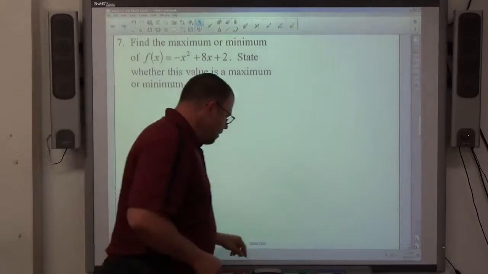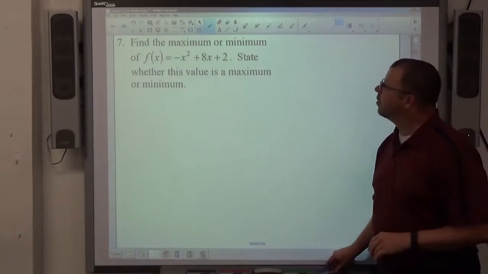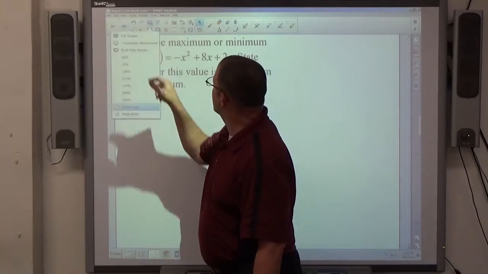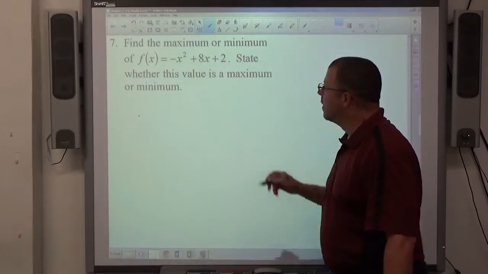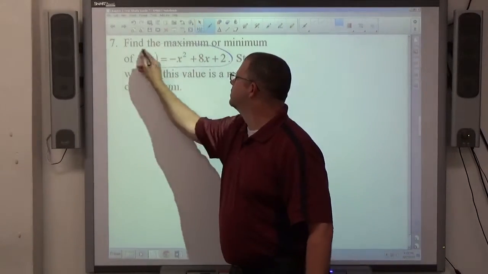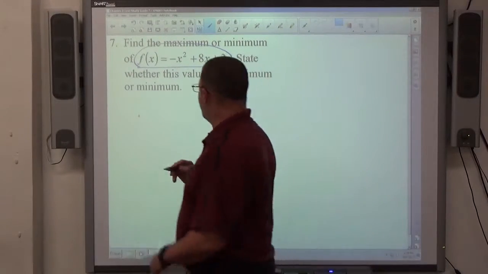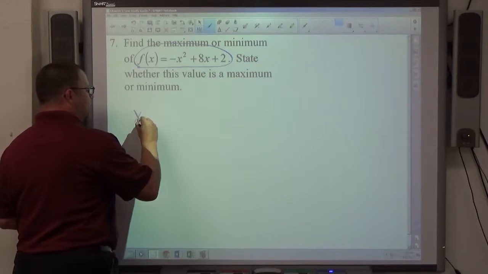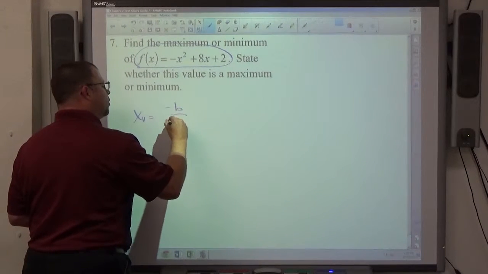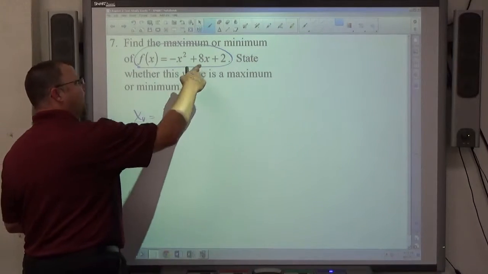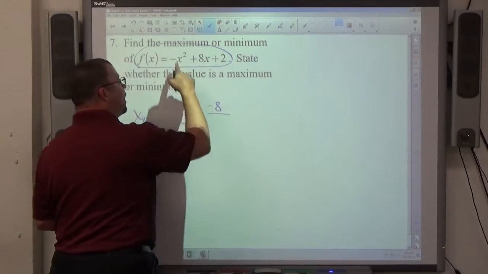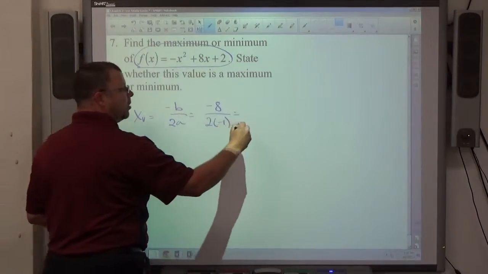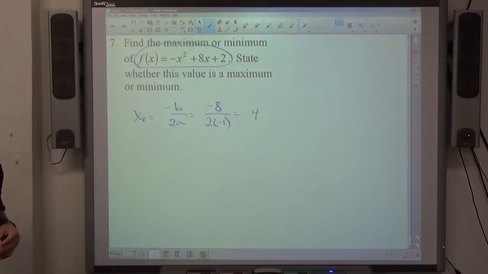Number 7. Find the maximum or minimum of f of x equals negative x squared plus 8x plus 2. State whether this value is a maximum or minimum. So, this is a quadratic function, x to the second power. So the quadratic function technique of finding a vertex, the x-coordinate of my vertex is always going to be the opposite of b over 2a. In the case of this specific problem, b is 8, so opposite would be negative 8. A is negative 1, so 2 times negative 1. Negative over negative makes a positive. 8 divided by 2 is 4. So the x-coordinate of my vertex is 4.